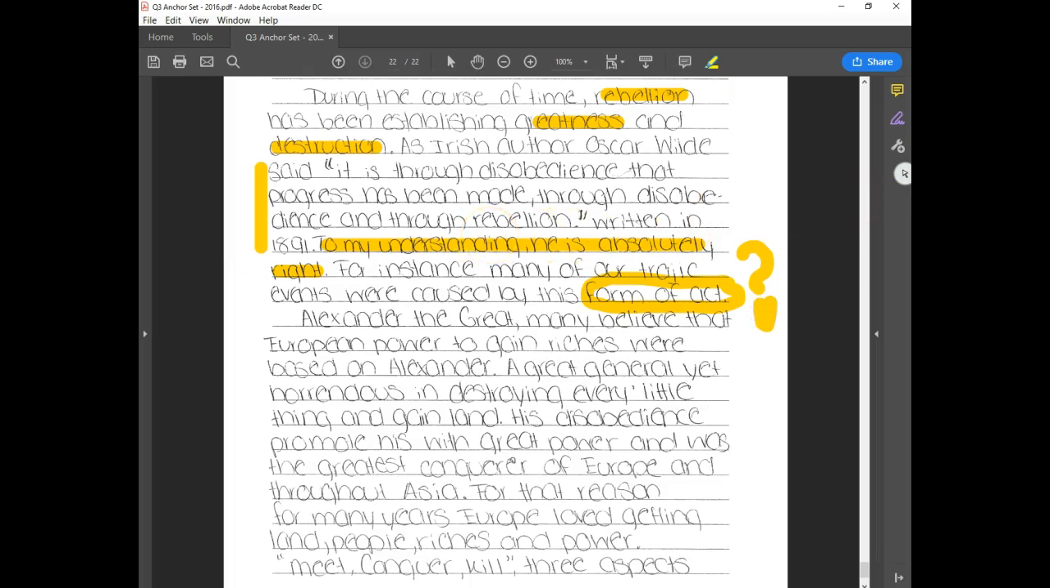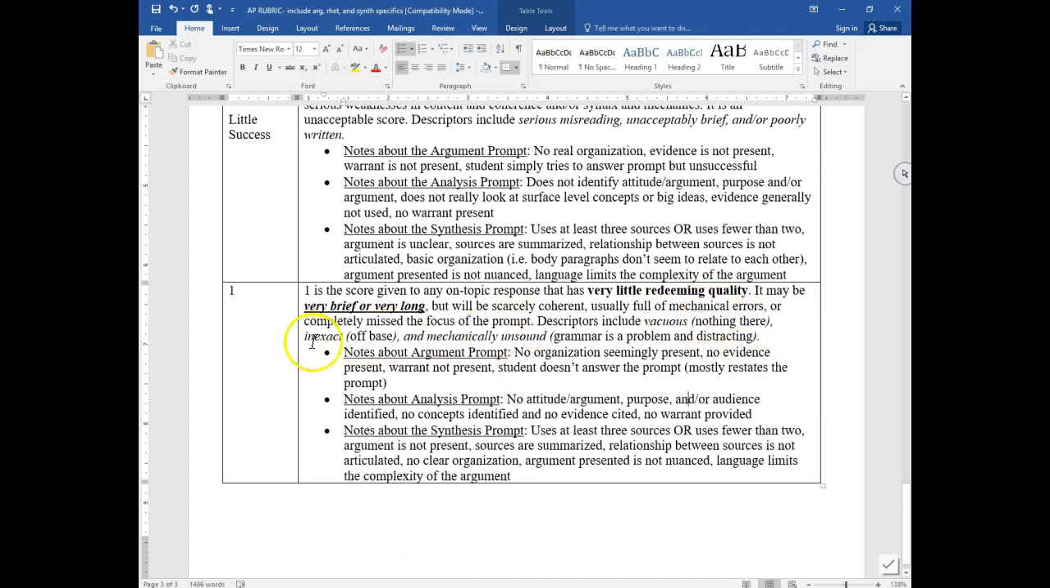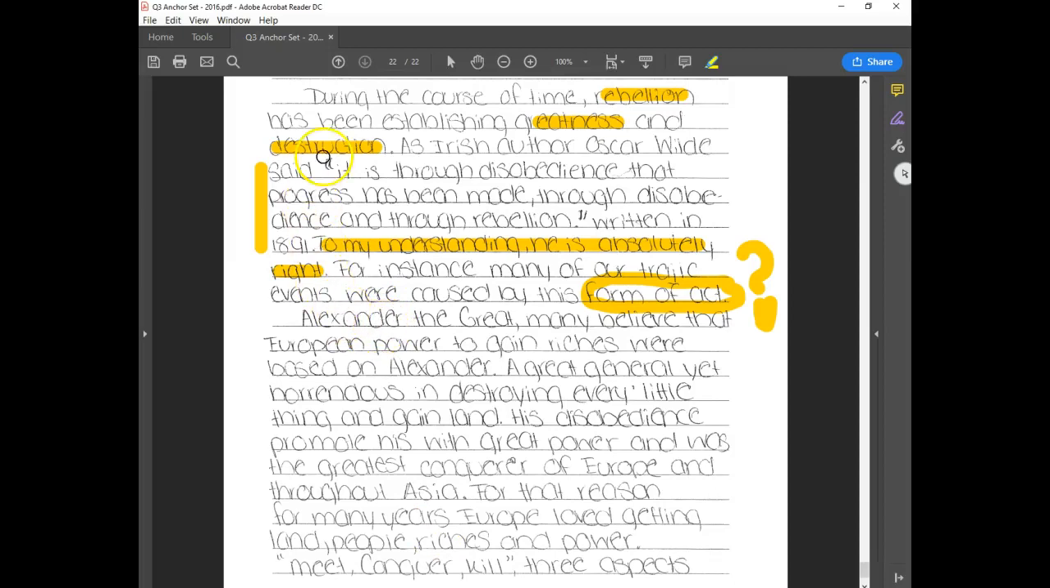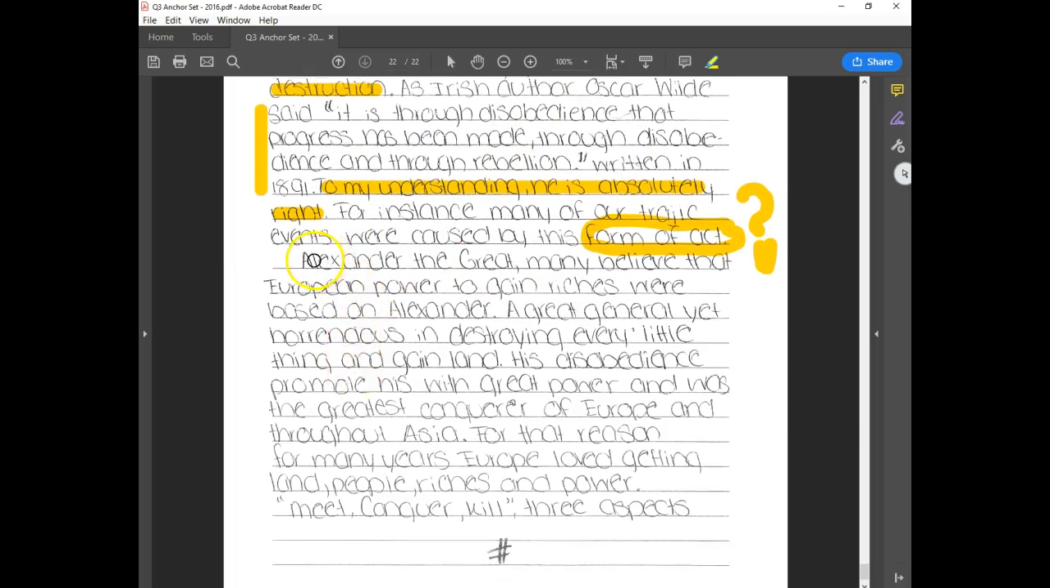So when we look back at the rubric here, this concept of inexact, the grammar doesn't, where am I looking here? No evidence, student doesn't answer the prompt. So like, mechanical errors or coherent. I'm not sure what that means. So already the student tells me, yes, I'm on topic, so they automatically get a 1, but now we're kind of like, okay, where are you going with this? So let's keep looking. Alexander the Great, many believe that European power to gain riches were based on Alexander. What? What's happening here? Very confusing.